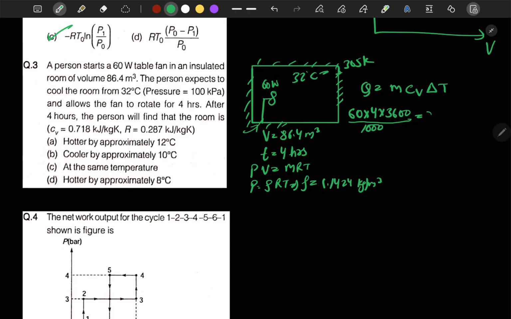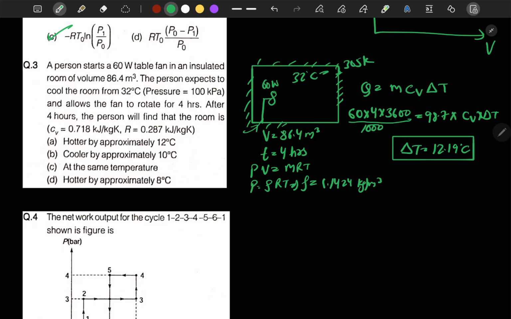So mass is 98.7, into cv, which is provided, into delta T. Now delta T we have to calculate from here. So we'll multiply mass with the cv 0.718, and 1000 divided by 60 divided by 4. So we get delta T is equal to 12.19 degrees Celsius or Kelvin, whatever you want to say.